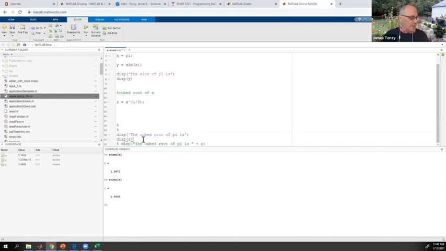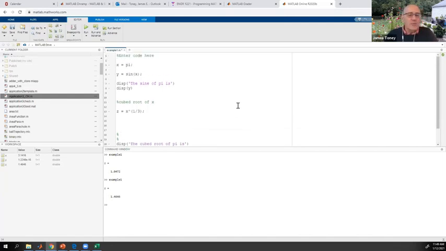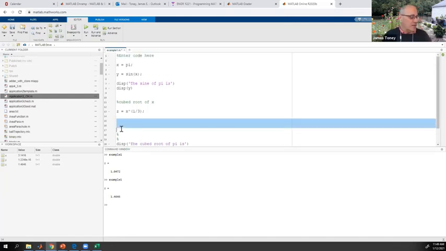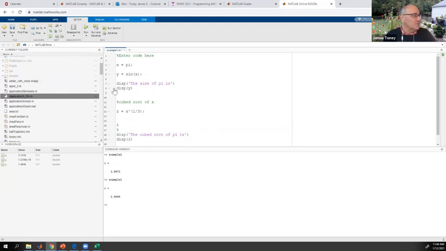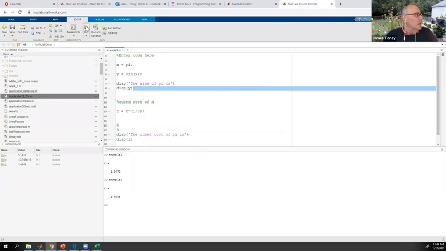You control what goes to the command window, either with fprintf, which is what we had you use in 1181, or there's also disp. And I like to use disp to start out because it's just simpler. Okay? We'll actually cover fprintf in a couple of weeks, and then you can use fprintf. All right, so you can see, now I see the sine of pi is and a number, the cube root of pi is and a number.